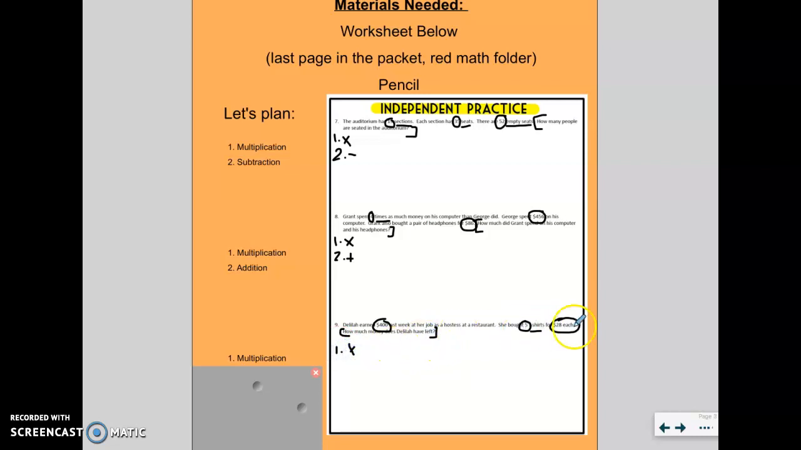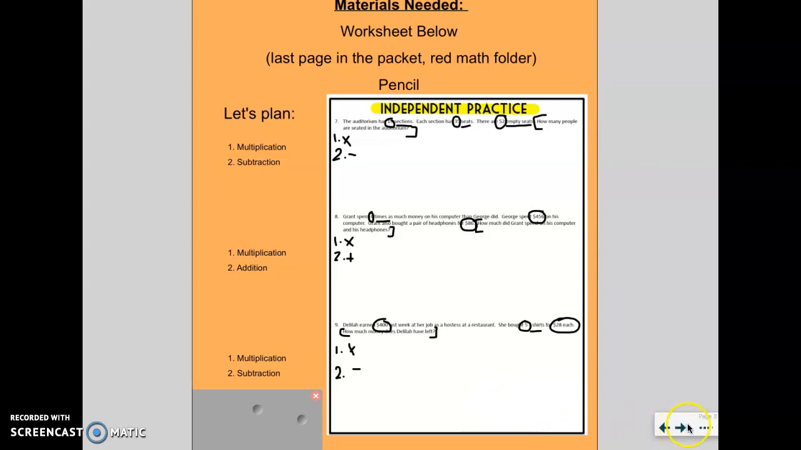And then after I figure out how much she spent on the shirts, I'm going to want to subtract that from how much money she made from the $400. So I'm going to do subtraction for my second step. And then you have the rest of the space here to show your work and circle your final answer.